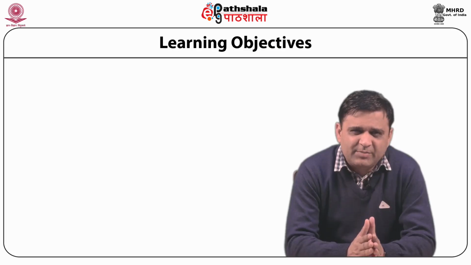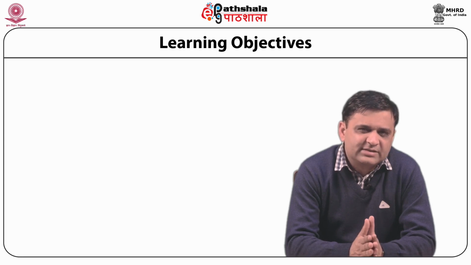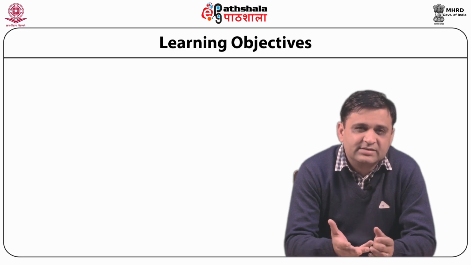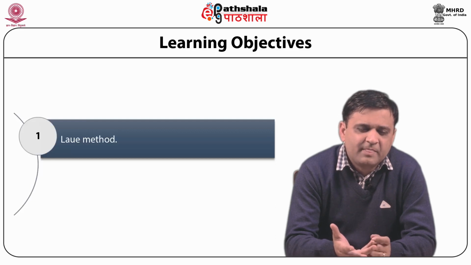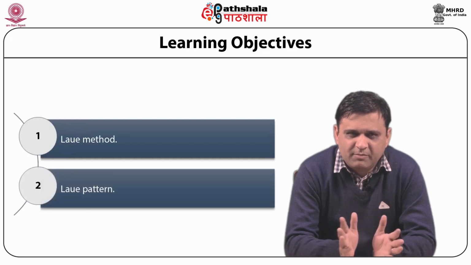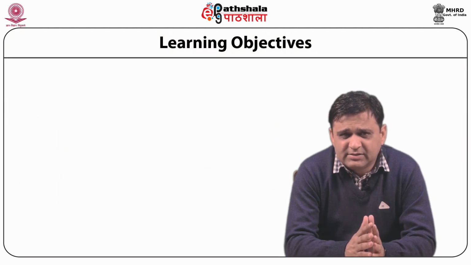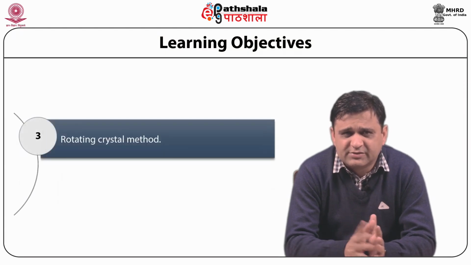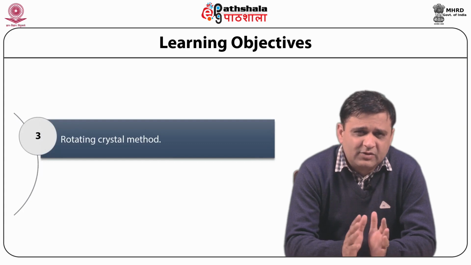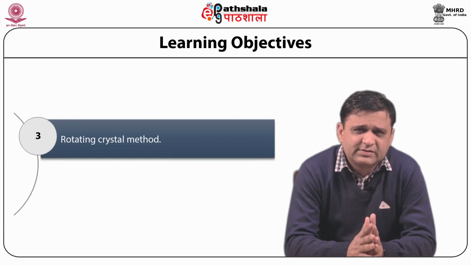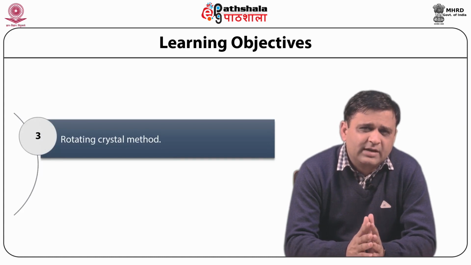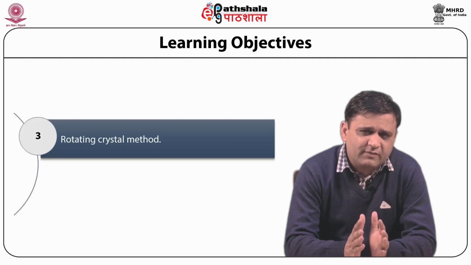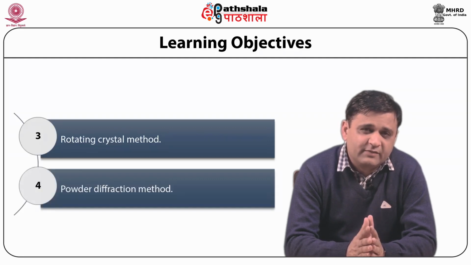So in this chapter we will discuss X-ray diffraction techniques. One is the Laue method, which we will discuss in reflection geometry as well as in transmission geometry. We will see the Laue pattern, and then another method called the rotating crystal method, and we will also talk about the Ewald sphere in this. The last one, which is very popular and found in almost every laboratory, is the powder diffraction method.